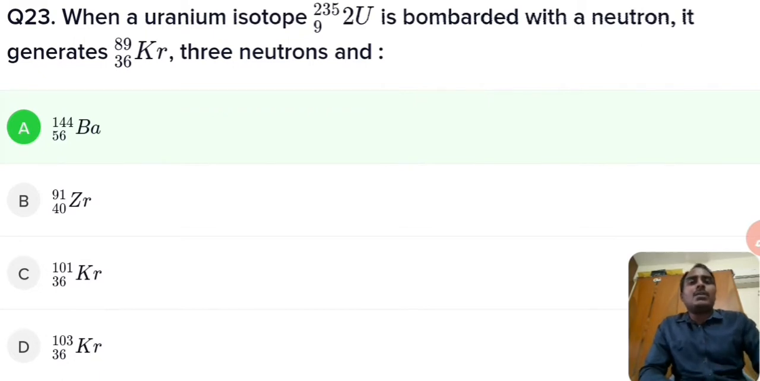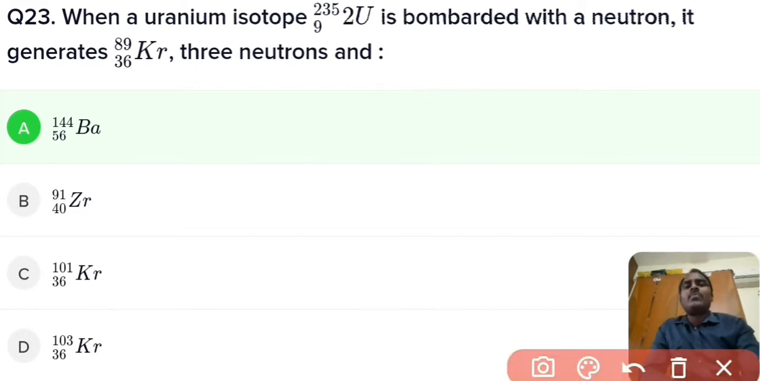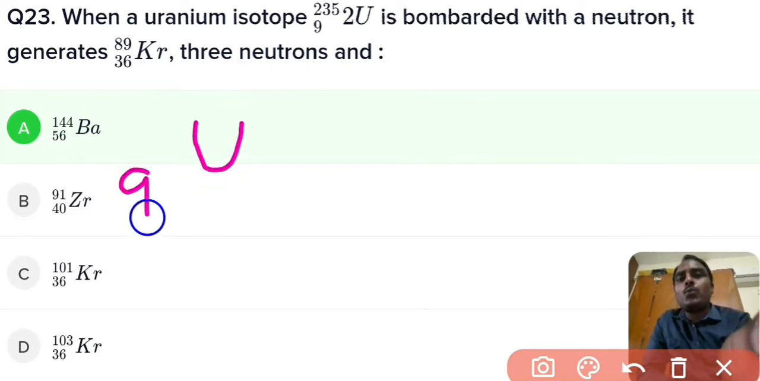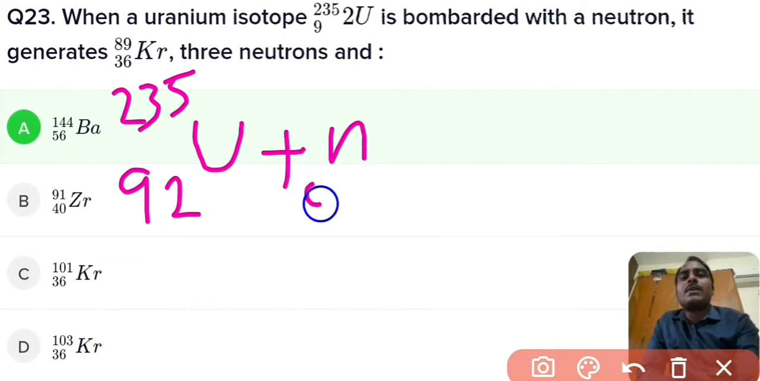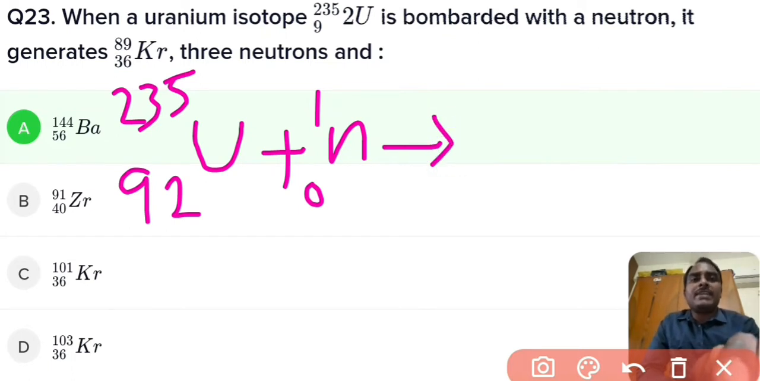Next question, 23rd. When a uranium isotope U-92-235 is bombarded with a neutron, it generates krypton Kr 36 89, 3 neutrons, and we need to find what else is produced. Let us write the equation. It is uranium 92-235 bombarded with a neutron. So the neutron symbol is n 0 1.